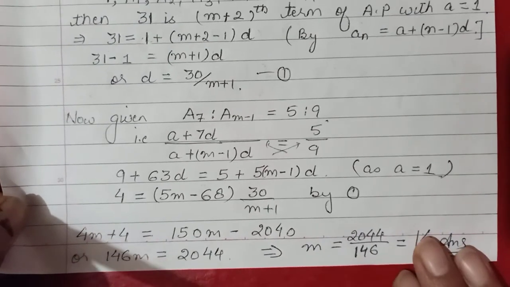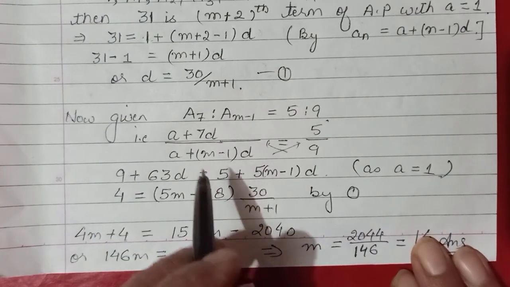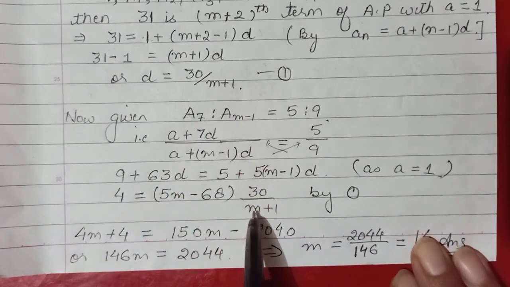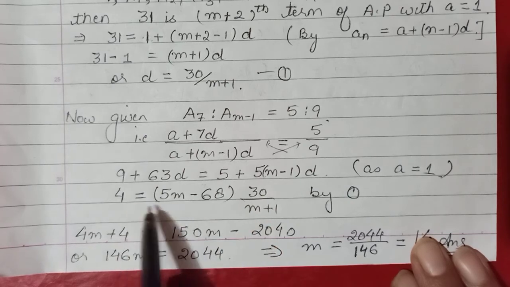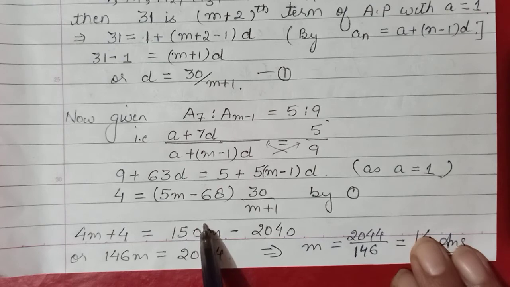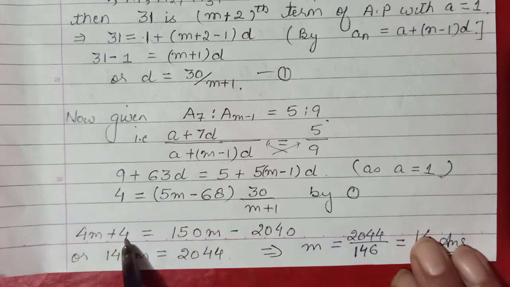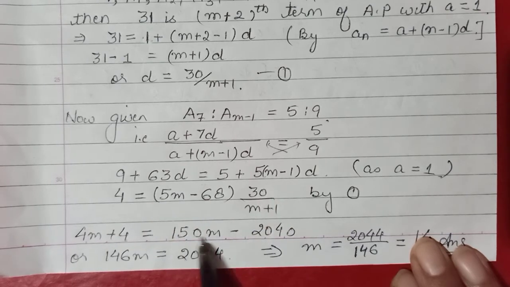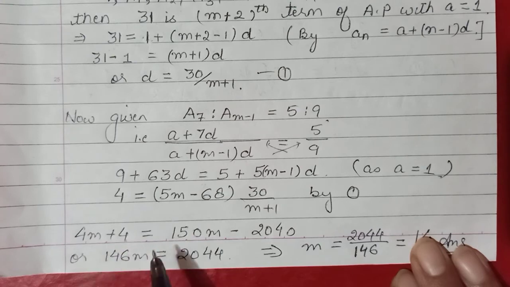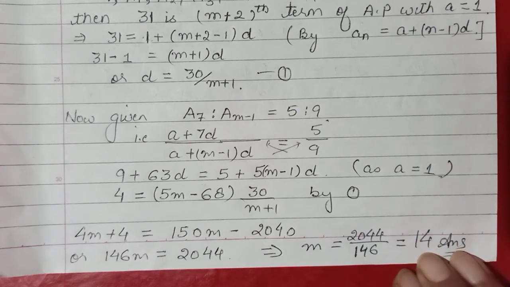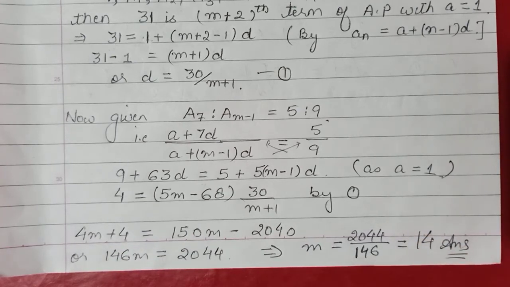D was evaluated by us as 30 upon m plus 1. Put that value, again cross multiply, solve it to find your m. Collecting all the m's one side, this becomes 4m plus 4. 30 distributed inside, then collect m's one side, the number the other side, divide it, and you're getting your m as 14.